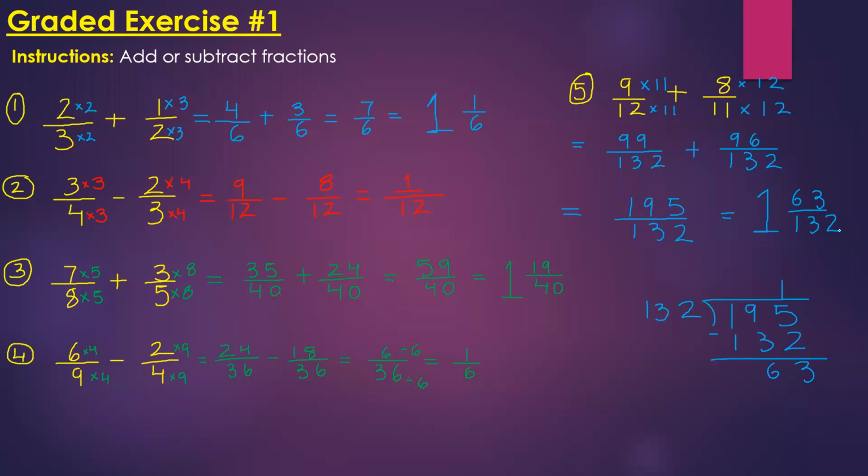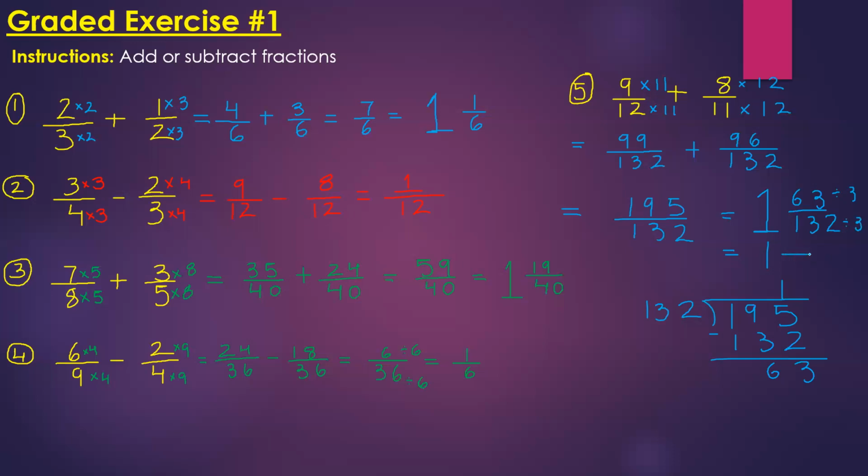Are we done? Is there a number that can go into 63 and 132? Is it 3? Someone said it. I said 3. It is 3. 3 can go into those two numbers. So if we divide top and bottom by 3, how many times does 3 go into 63? And how many times does 3 go into 132?